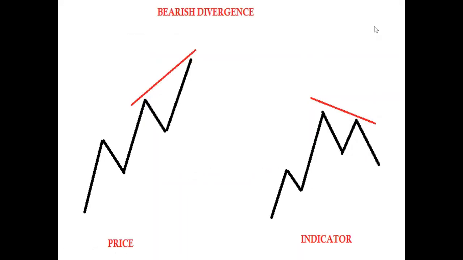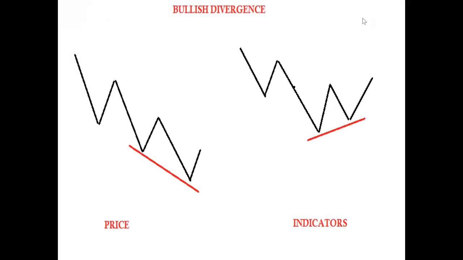So here is the bearish divergence. The market is making new highs, but the momentum indicator is not making a new high. The market makes higher highs, the momentum indicator makes lower highs. It's the bullish divergence: the market is continuing down, making new lows, but the momentum indicator does not make a new low. It makes a new higher low. It's a bullish divergence.